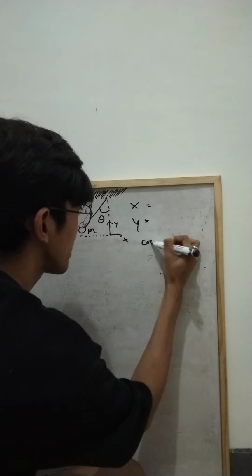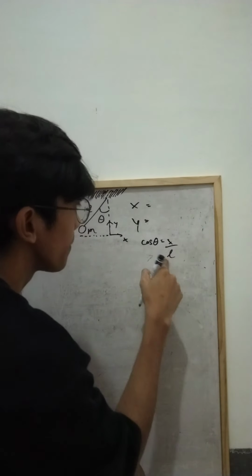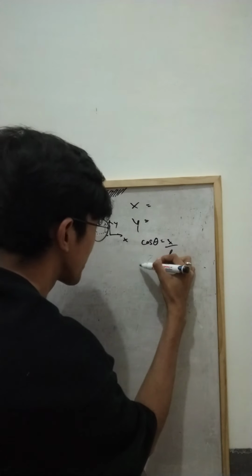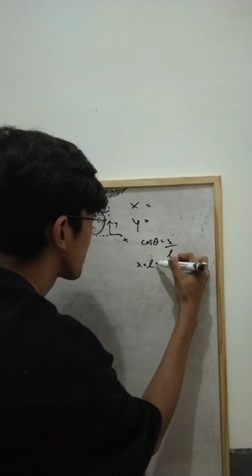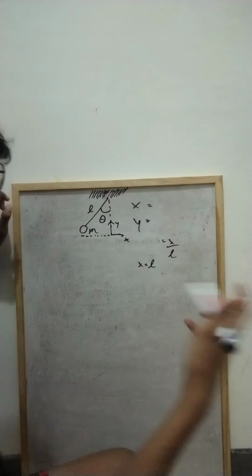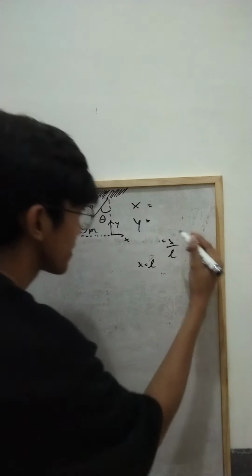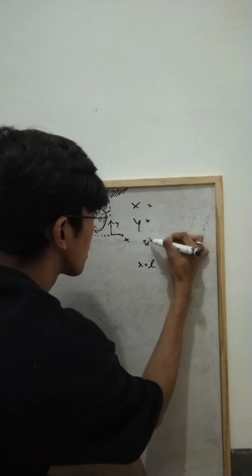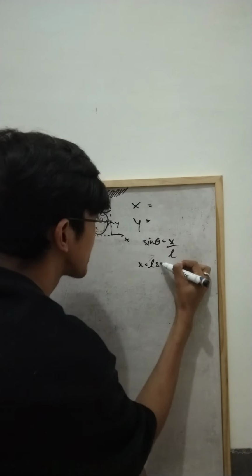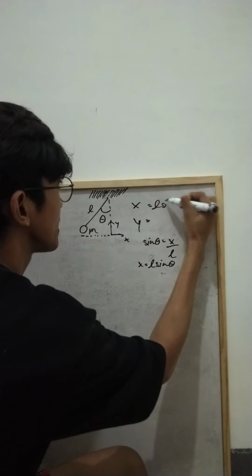So we get sine of theta is equal to x over L. Now, we can get the value of x by writing the equation x equals L of, this is not cosine. What did I say earlier? This is sine, sine of theta is the opposite over the hypotenuse, sorry. So we get x equals L sine of theta, by writing it here.